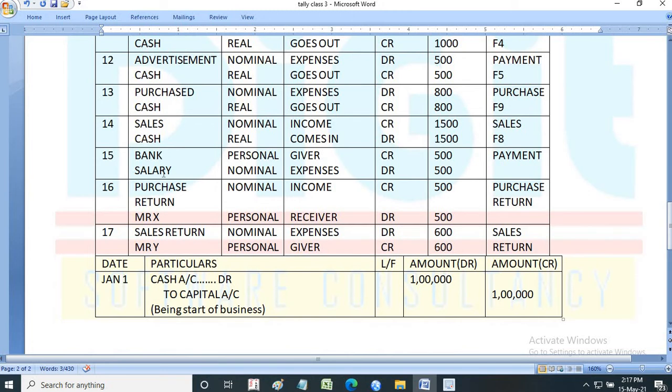So here you see one ledger will be salary. This salary account we create, right? It's a nominal account. Expenses, and expenses we know are debit, and bank account is personal, they will be the giver because that salary amount will be paid by the bank only, so they will pay the money, they will be the giver. So payment, it's F5, right?